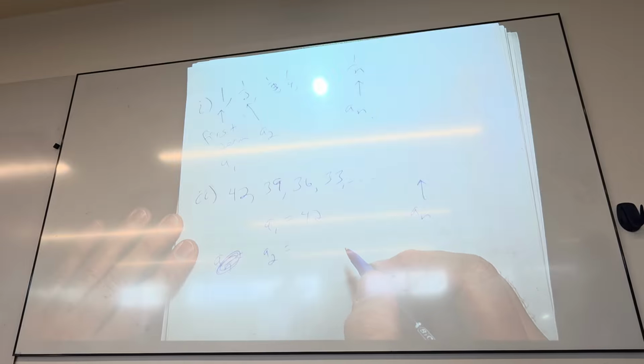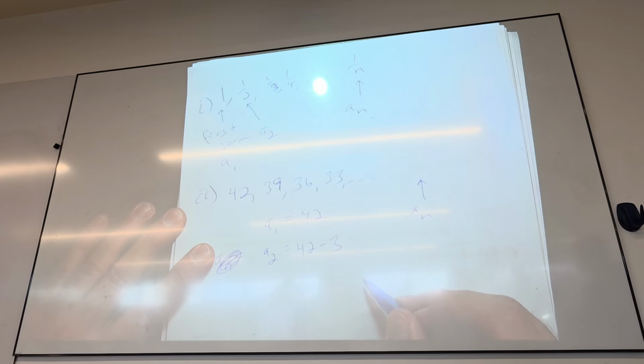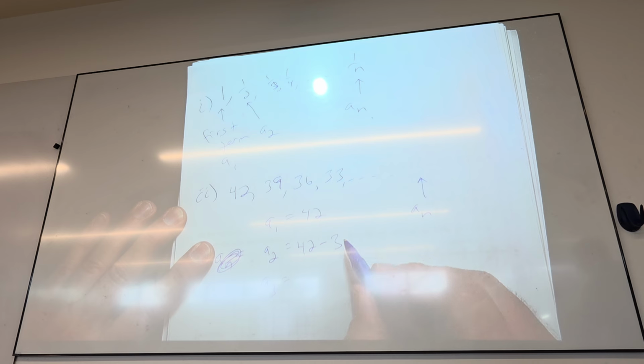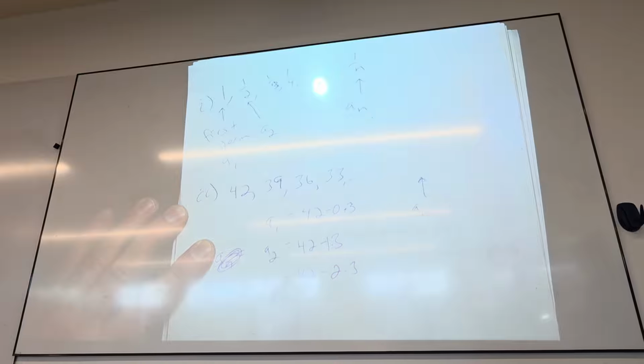No. Well, sort of. We'll see. A2, how do I get to A2 from A1? Minus 3, yes? How do I get to A3 from A1? So minus 2 3's. This is minus 1 3, and this is minus 0 3's, yes?